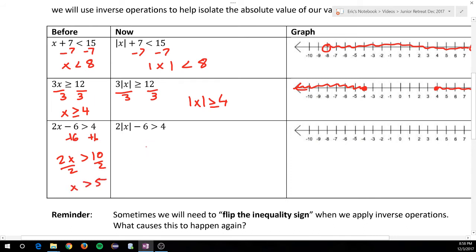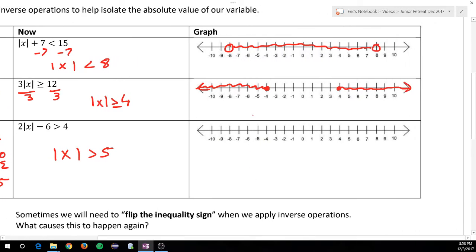Now I'll spare you writing it down here as well. We would get the absolute value of x is greater than 5, meaning we have to be 5 away from 0. We will use open circles because there is no bar. And we will push away. Greater than 5.